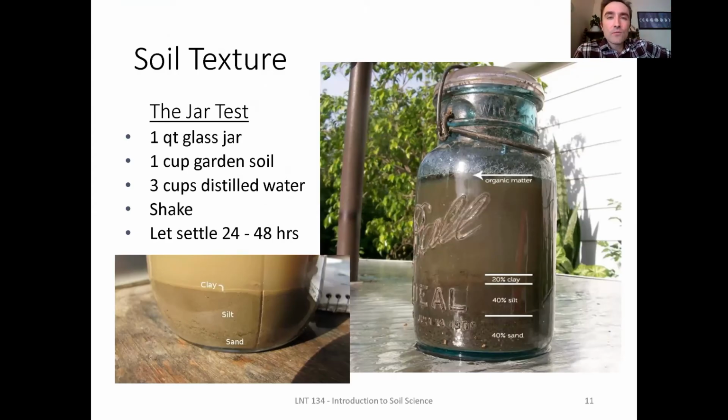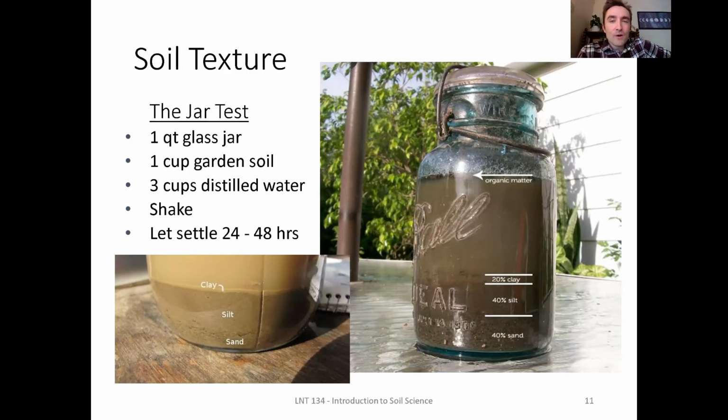How do we know what the percentage is? Well, there's a couple different ways to test. And one of the most common is the soil jar test, the texture jar test, mason jar test. People call it all kinds of things. It's not the best way to test, but it's one of the most common ways to test. So you'll be doing this yourself.